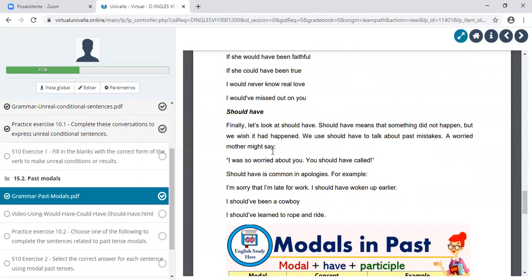Okay, now we're going to be focused on should have. Finally, let's take a look at should have. Should have means that something did not happen, but we wish it had happened. We use should have to talk about past mistakes. A worried mother might say, I was so worried about you. You should have called. Should have is common in apologies.